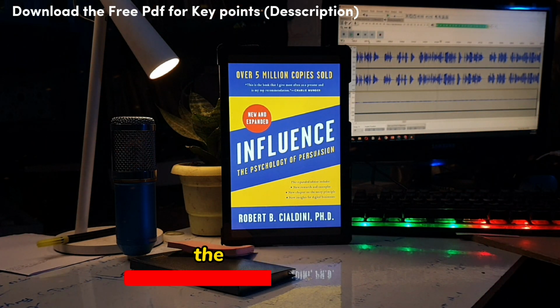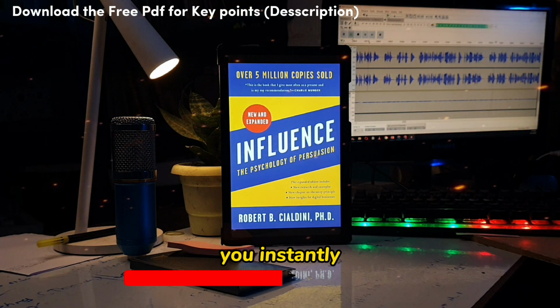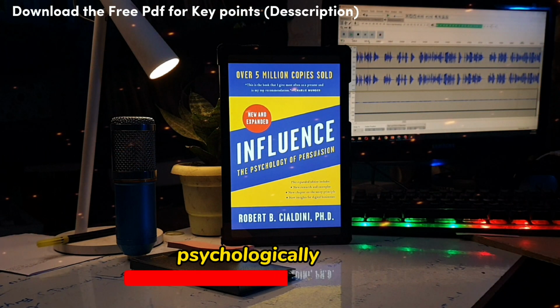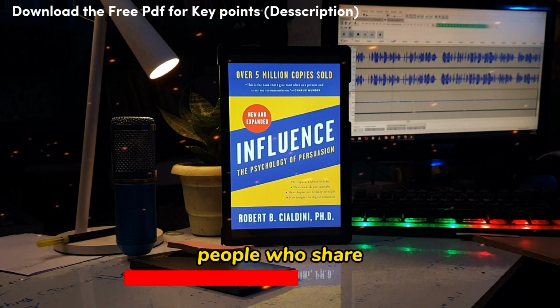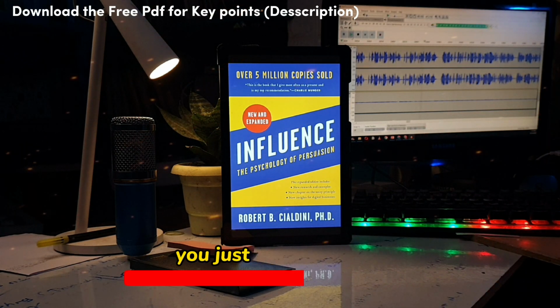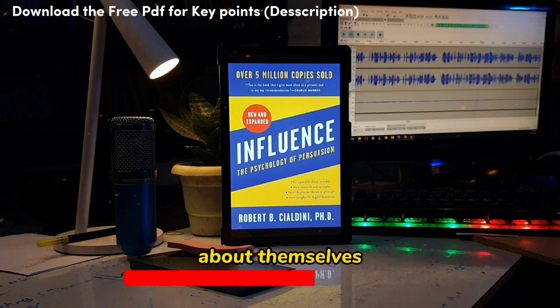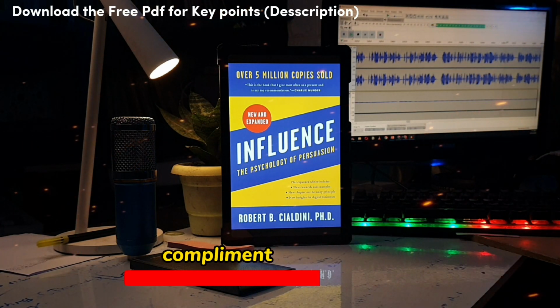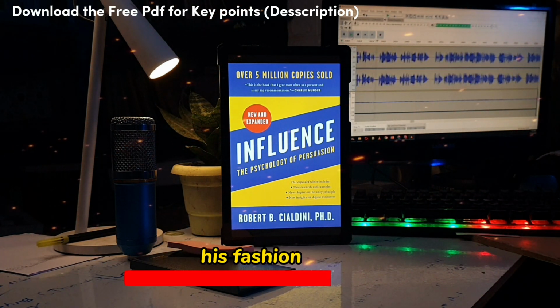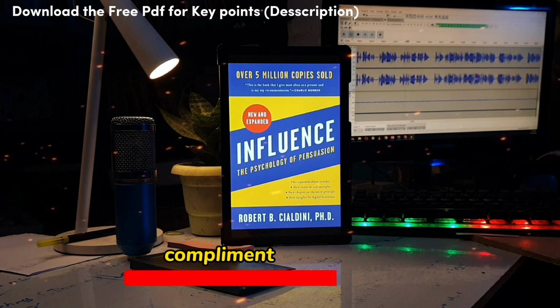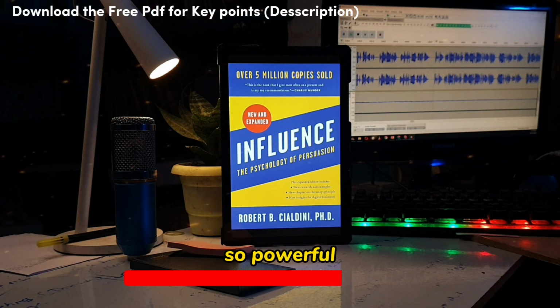In your personal life, the liking principle can do wonders if you figure out a way to get people to like you instantly. And here's the most practical and psychologically tested way to do it. As I already told you, people like people who share their interests and views. Now you just have to figure out what their interests are, what they care about the most, and what they like about themselves. Once you figure it out, compliment them on that. If someone is interested in fashion and clothes, compliment him on his fashion sense. If someone is a health freak, compliment his physique. This can be so powerful that no matter where you go, you will make a lot of friends.